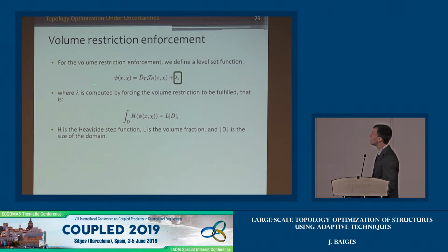to do this, we are going to rely on a level set function, which is this psi function here, which is obtained simply by adding to the sign topological derivative a scalar or a Lagrange multiplier, which will be in charge of enforcing the volume restriction. And this level set function, as usual in level set methodologies, will define which is the region which is occupied by the stiff domain and which is the region which is occupied by the soft material.